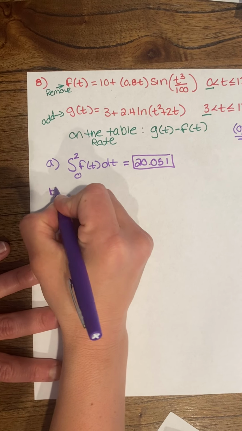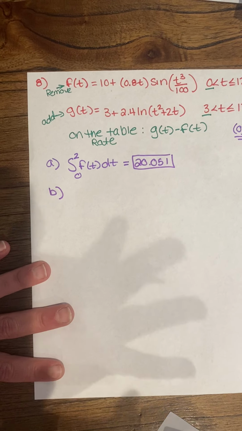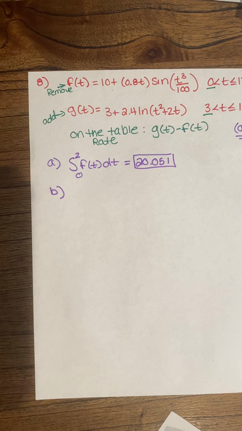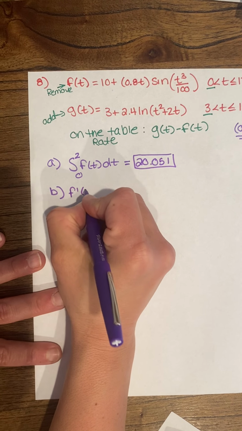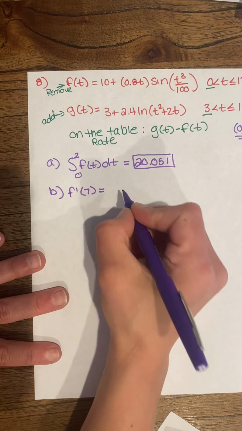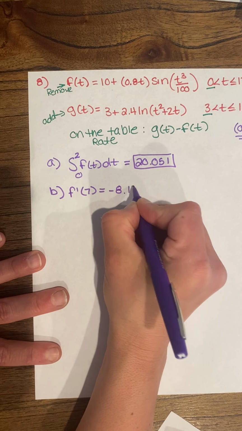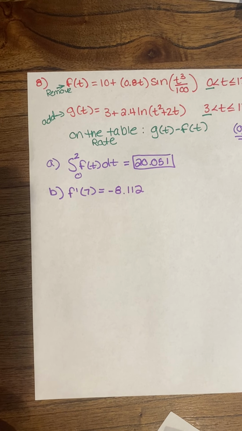Okay, now in part B, they ask us to find f prime of 7, right? So sometimes they ask it a little differently. Sometimes they'll tell you what to do, but then they'll ask you to interpret it. So f prime of 7, that's fine, right? So I could just use my calculator, do the derivative of what I have in y1, and I get negative 0.8112, right? So the question is, using the units, explain what this means.